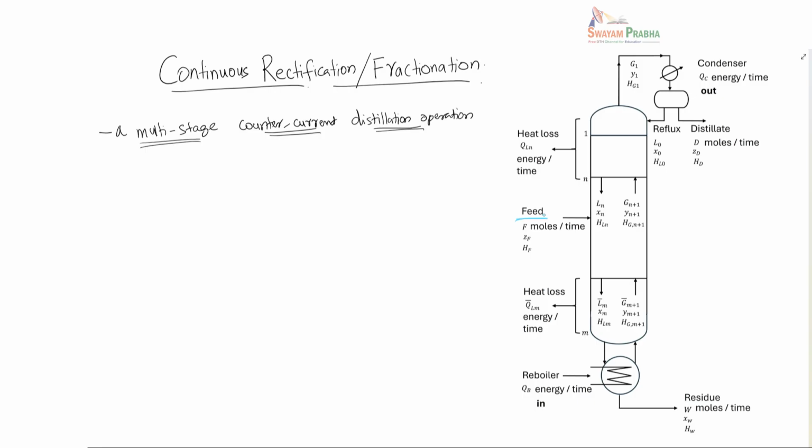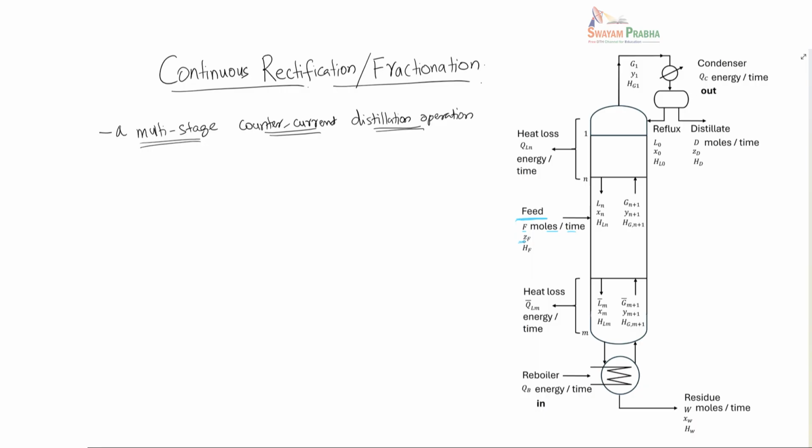Okay, so here what we have is this feed, and the feed is mentioned as F moles per unit time. Okay, so this feed will have, mostly it's a liquid, but it can have a vapor, it can have a vapor plus liquid mixture also. But we will say that the feed is characterized by F moles per time, that's a molar flow rate F, and then it has a composition of ZF. Okay, so ZF is based on the more volatile species, which is A here.